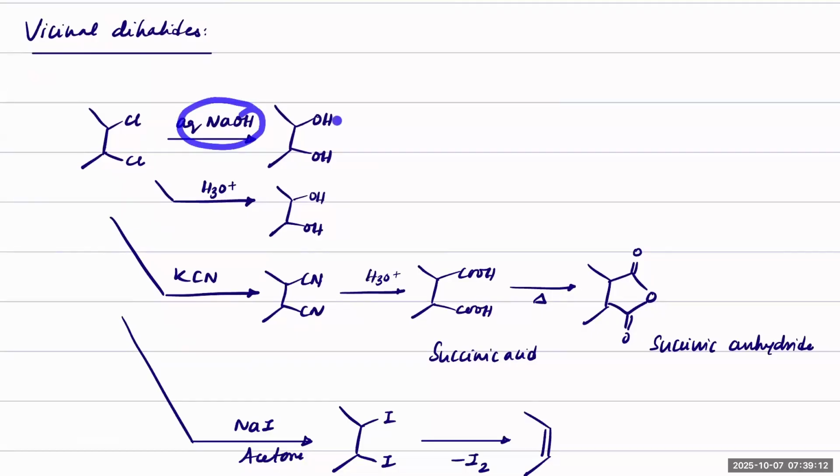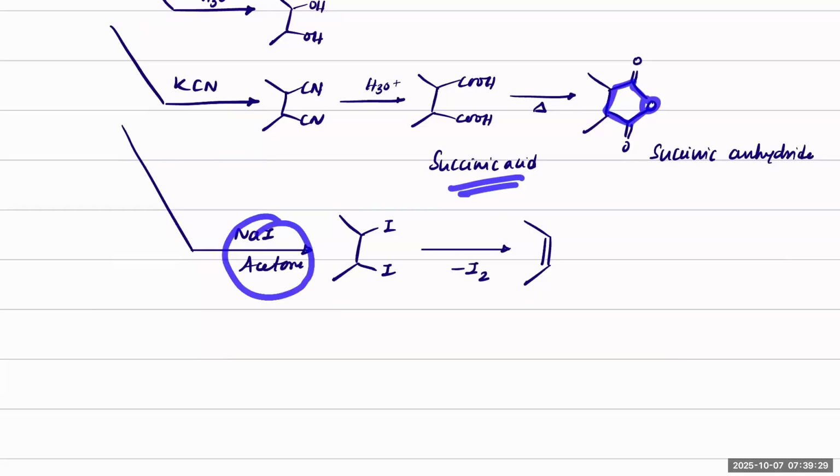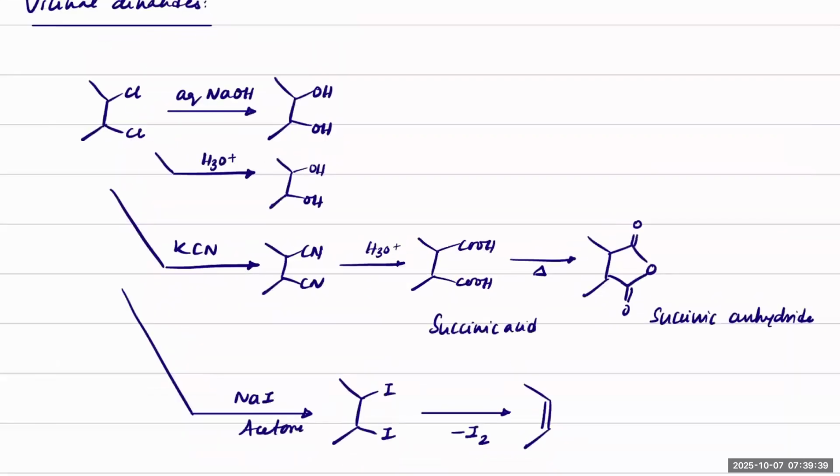Vicinal in aqueous NaOH, hydrolysis will give you OH and OH. Cyanide will give you two cyanides. First on hydrolysis, you'll get acid. On heating, this is succinic acid, that on heating will give you anhydride. With NaI, you will get two iodines. Two iodines on vicinal position is unstable, that will go away and you will get alkene. So quickly check out vicinal cases.